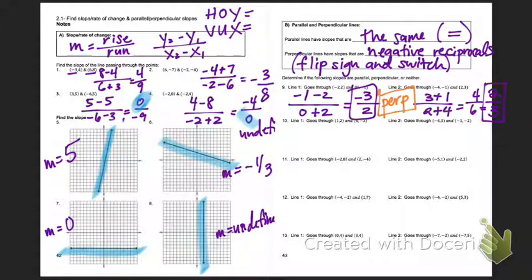Okay, I want you to try 10 through 13. I'm going to give you about 5 minutes. You can split them up with the person next to you if you want to do 2 and 2. Then compare. If you don't have anyone, you have to do all 4. I'm sorry.